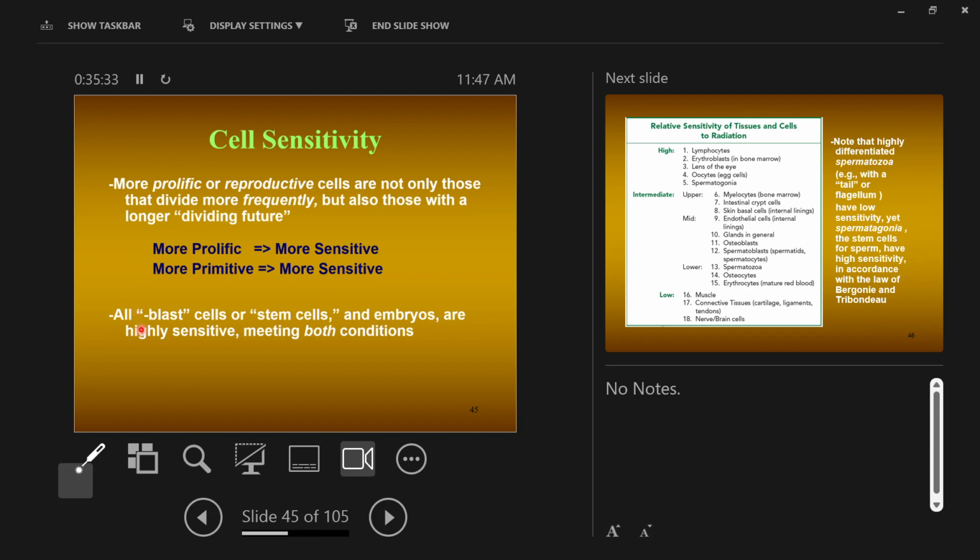Any cell with a blast at the end of its name, or any cell called a stem cell, embryos, which have many, many stem cells in them, are highly sensitive, meeting both conditions. They are prolific and primitive, undifferentiated. This is the law of Bergonié and Tribondeau.